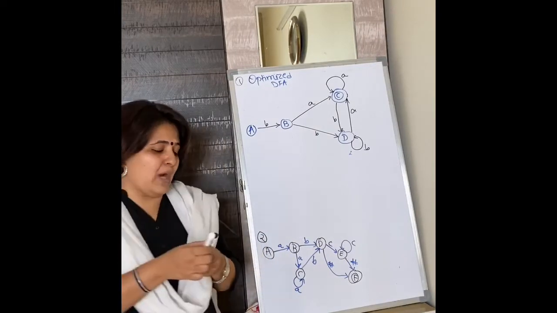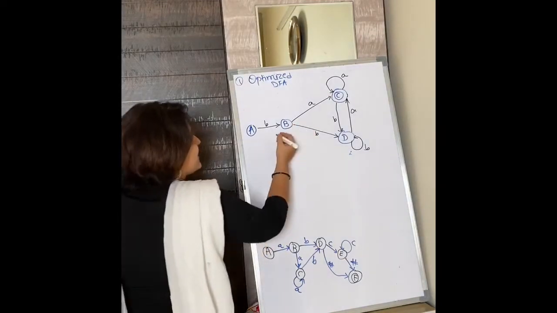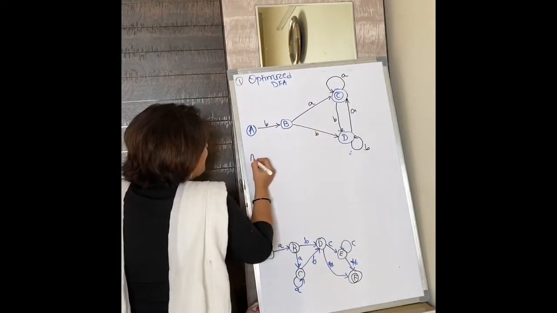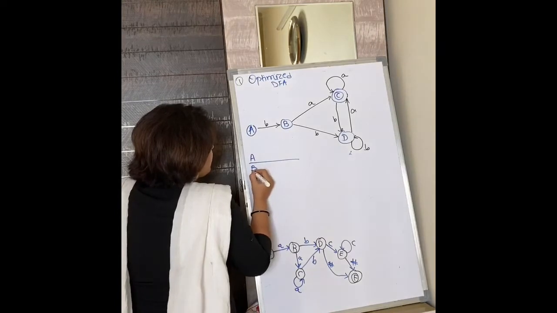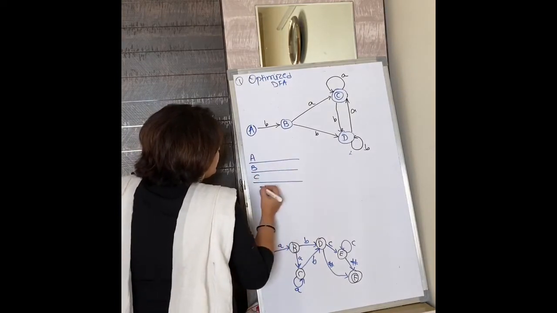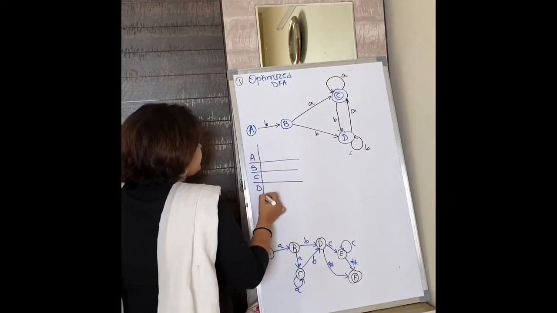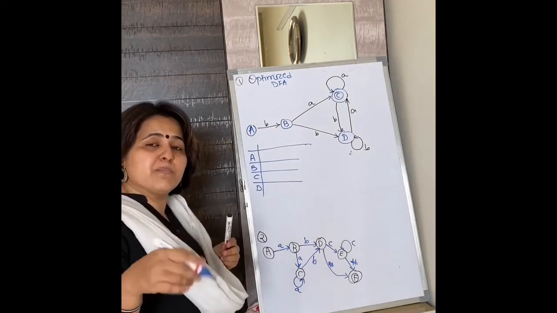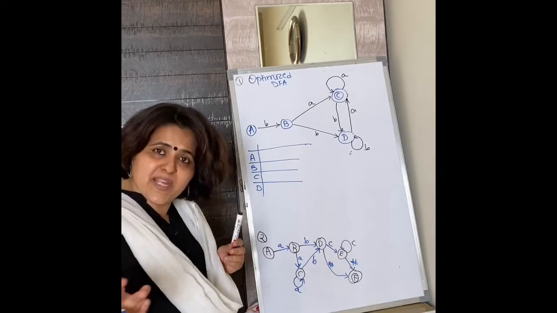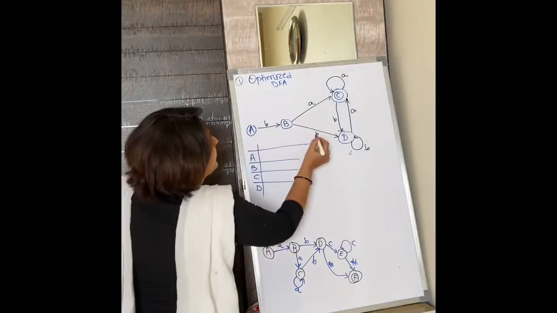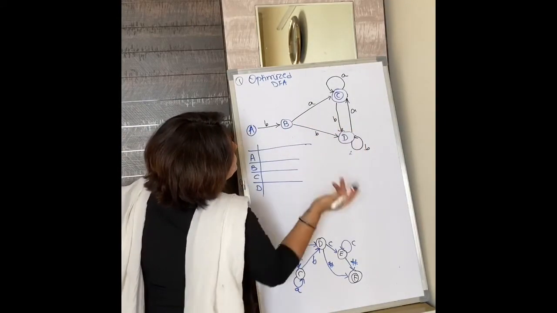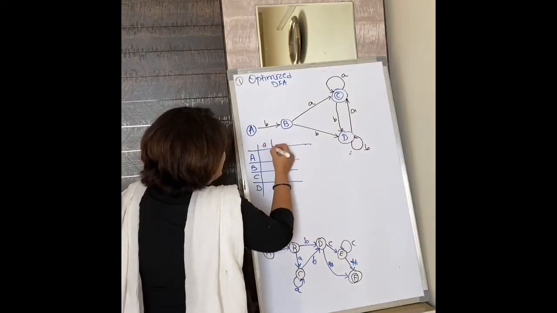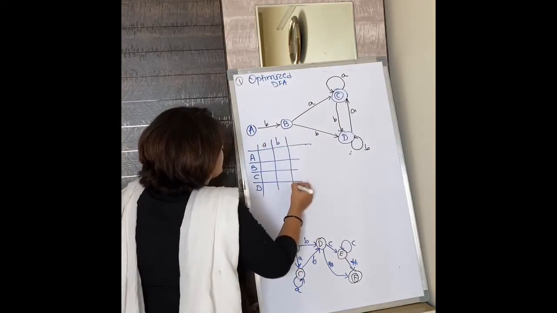In the rows you will have to indicate as many sets as you have: A, B, C, D. Fine. And in columns what are you going to have? As many input symbols as you have, that many columns you have to create. So I have small a and small b, and yes, there are two input symbols only.